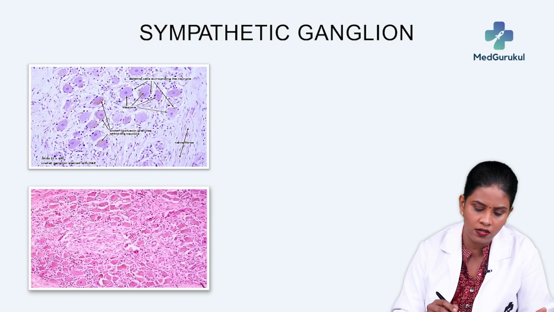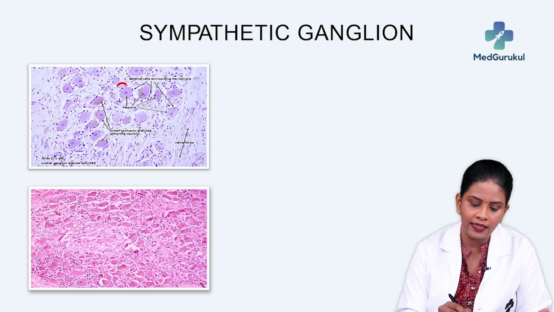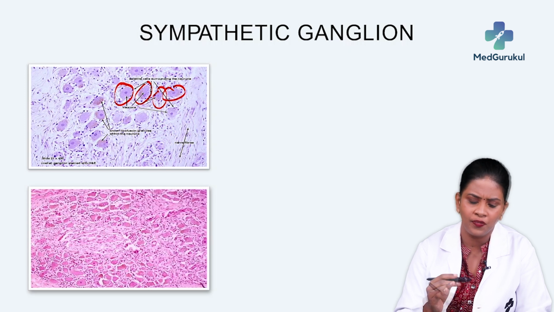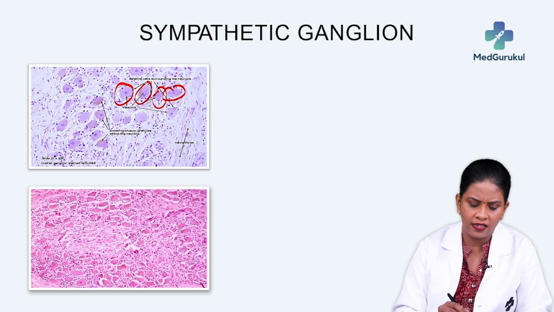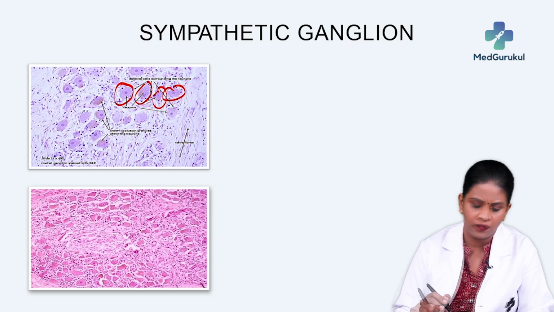So, this is the histological picture of sympathetic ganglion, where you can see the ganglion cells which are scattered and smaller in size compared to dorsal root ganglion. They are very small in size. This is a hand drawn picture and this is the real picture, and here you can see it is a multipolar neuron. You can see many processes. So, it is a multipolar neuron, and the satellite cells are also much less prominent over here.